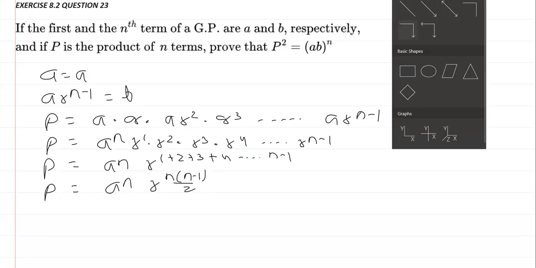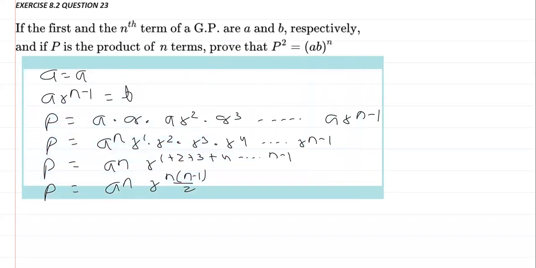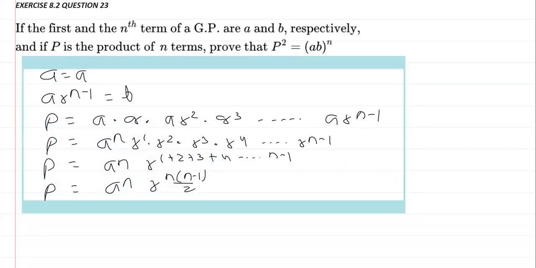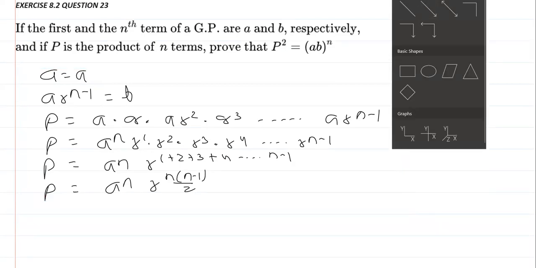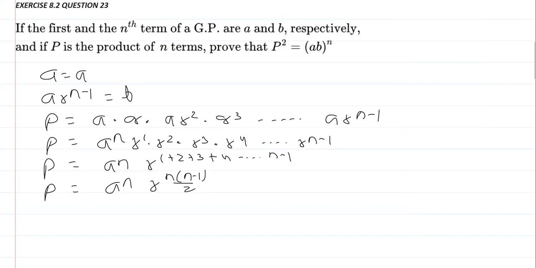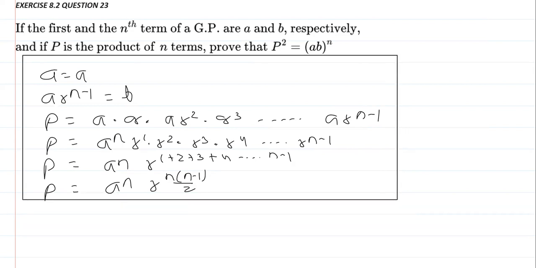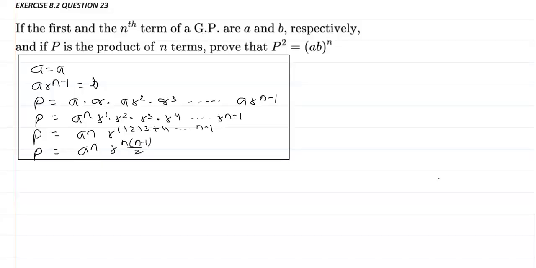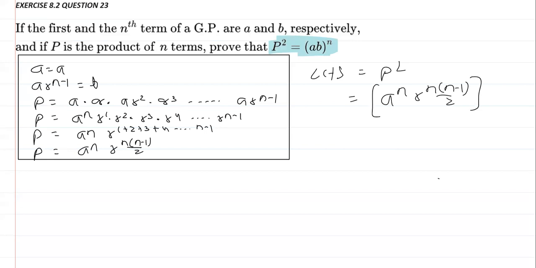What do we have to prove here? We have obtained all the information that's given here. And now next, what we have to do is to place these values on the LHS and RHS. So let's make some space here. What we have to verify is P square as (AB) raised to the power n. So let's obtain P square as LHS. LHS is P square. So P being this, as you can see, I'm placing a square over here. A raised to the power n, R raised to the power n bracket n minus 1 by 2, the square of this, right?